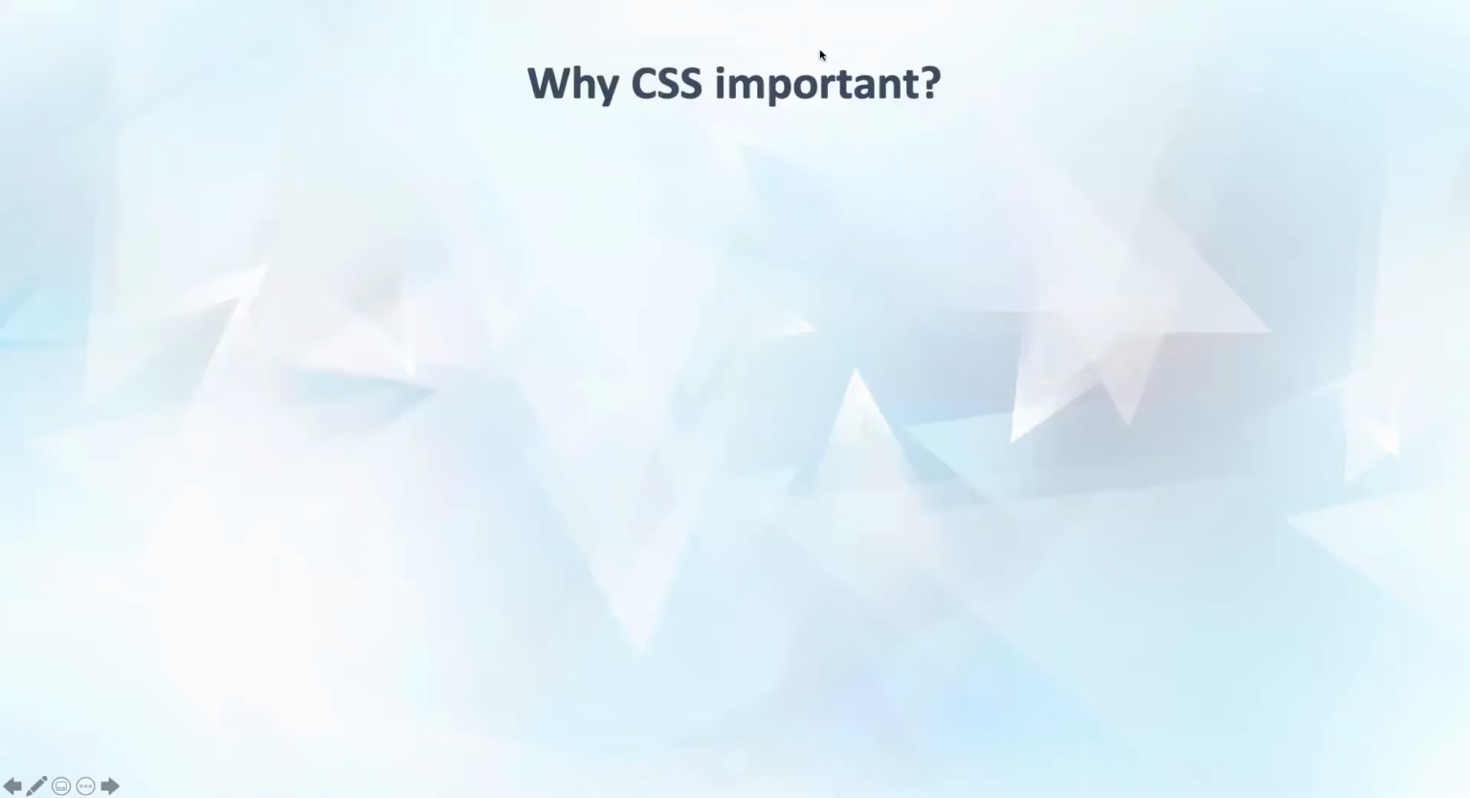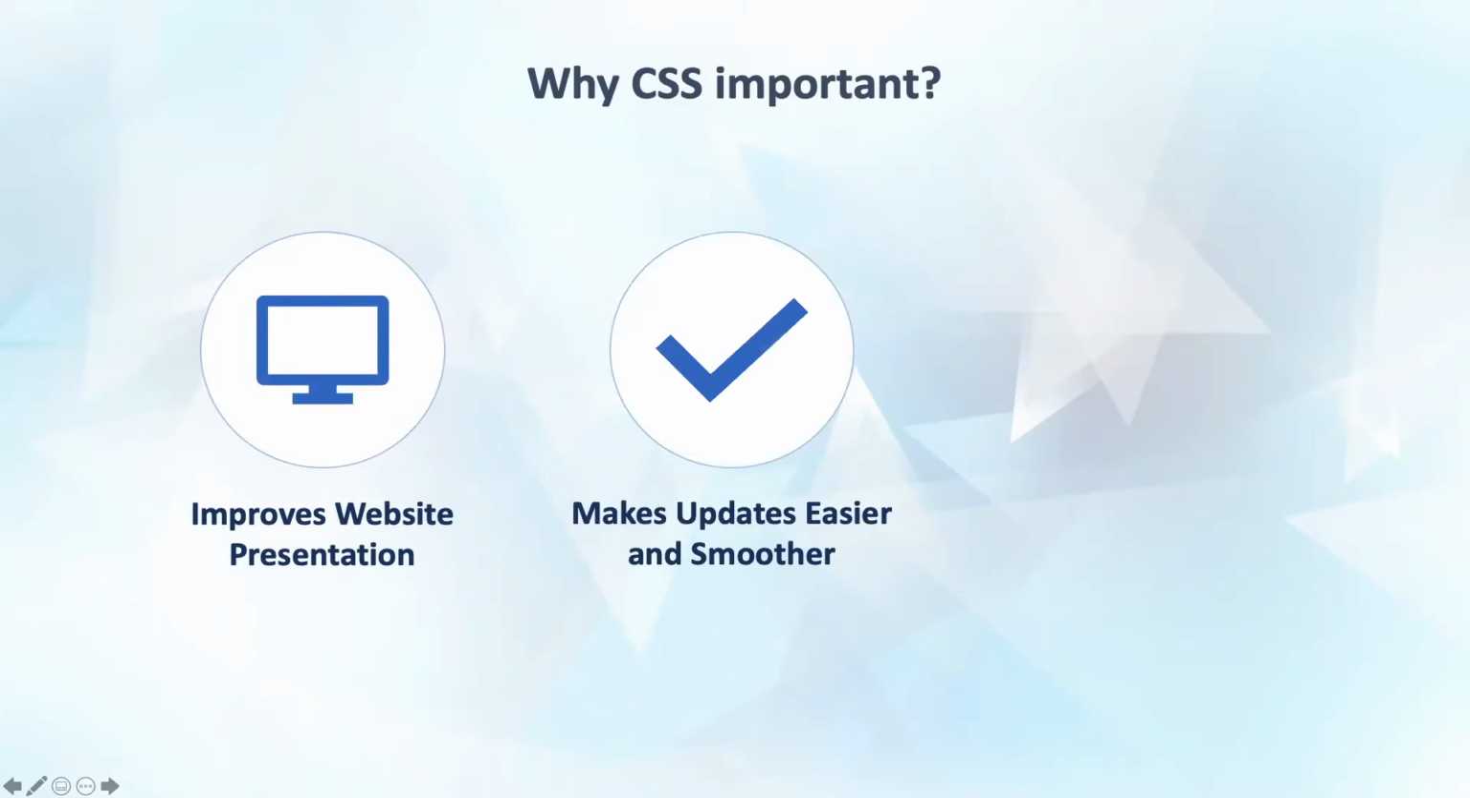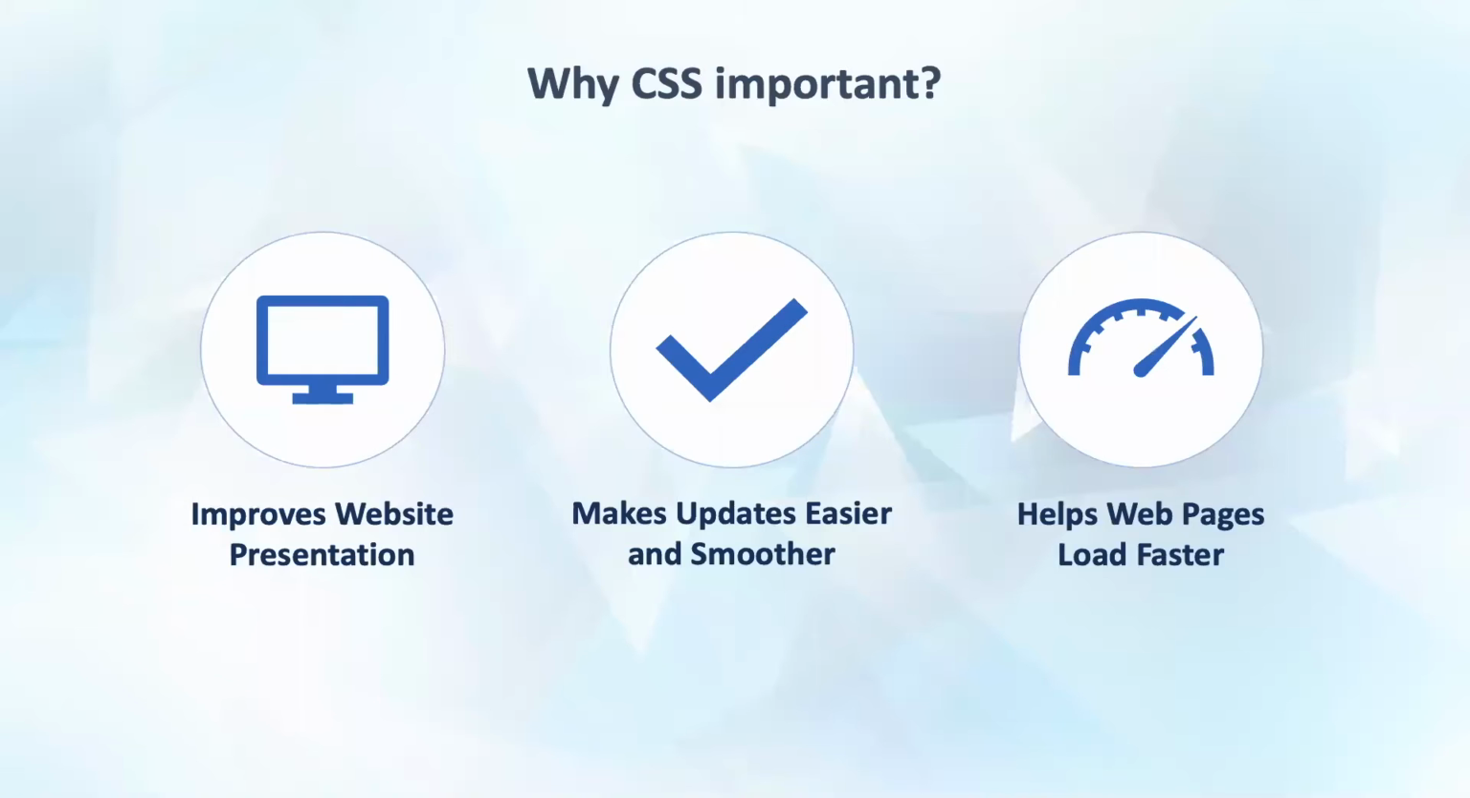All these smaller boxes and the outer box together form a layout. And then with the help of CSS rules or properties, we can give styling to each of these blocks. This is how we can structure the web pages and make them look appealing. The main advantage of CSS is the added design flexibility and interactivity it brings to web development. So why is CSS important? It actually improves the website presentation. It makes updates easier and smoother, and it helps web pages load faster as well.